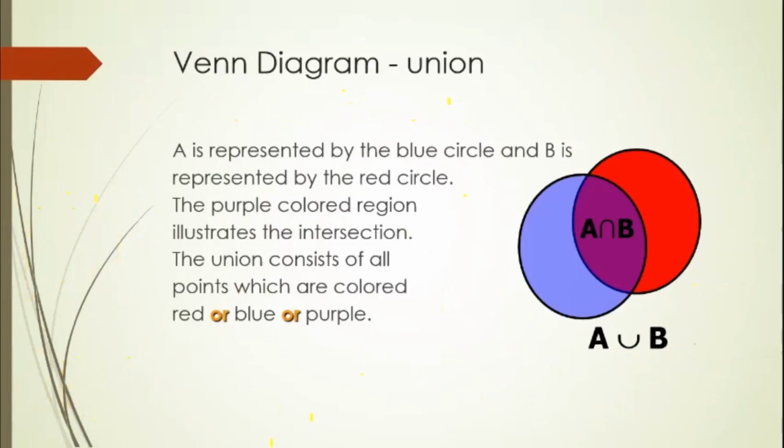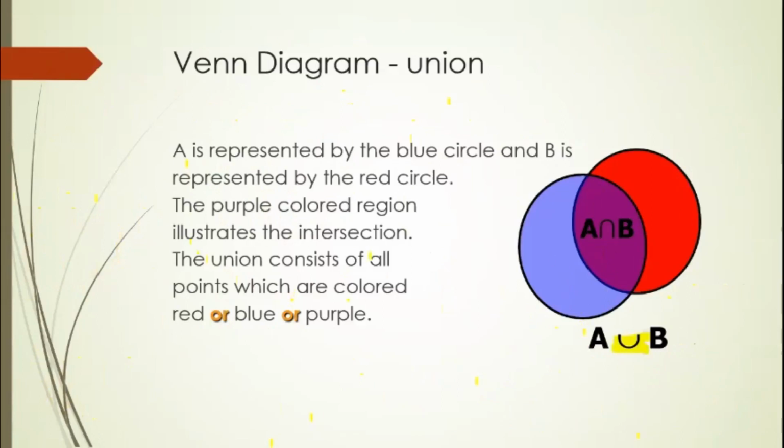And then we have here the Venn diagram, the concept. The second concept is union. Union is not hard to memorize the symbol because they look alike. It's like a letter U, for union. Here, our A is in blue, and B is represented in red. The purple colored region illustrates the intersection, meaning what is common to A and what is common to B is in the middle.